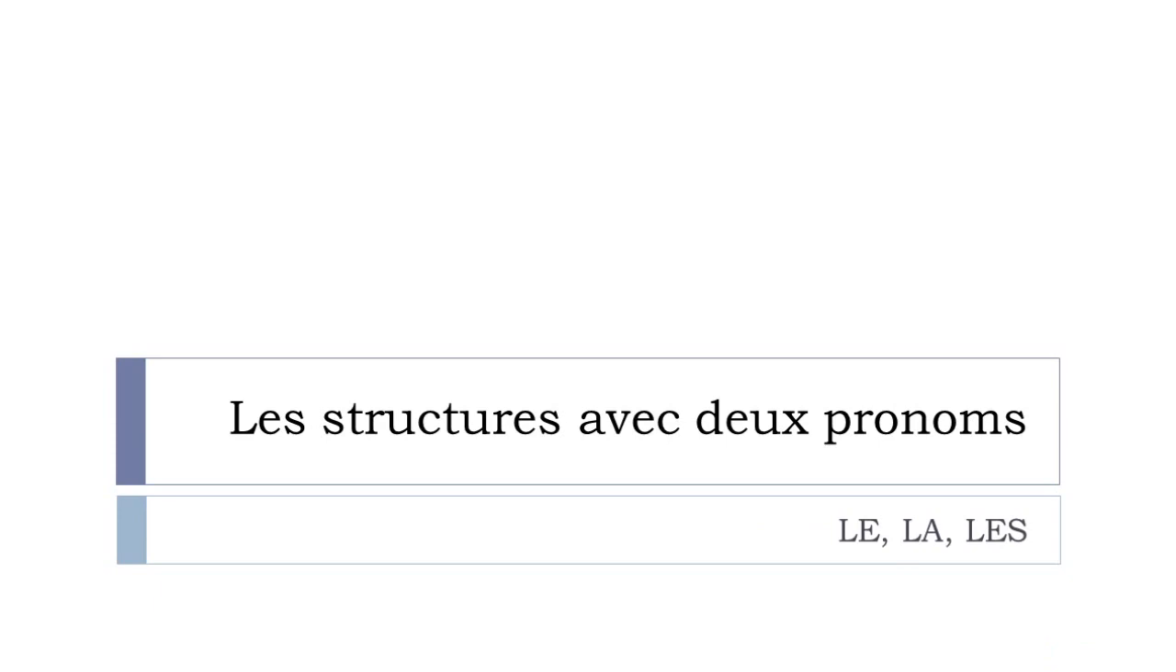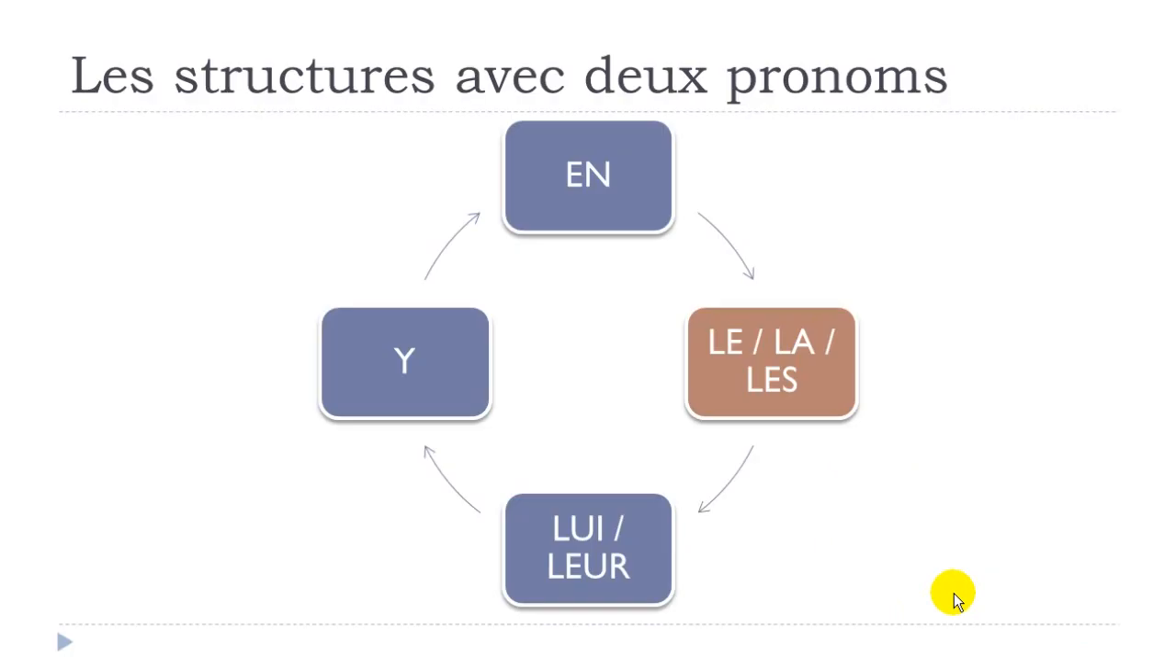Les structures avec deux pronoms, and if we're more precise, if you've got one of these two pronouns, if it is le, la, or les, okay? So we saw in the previous video the same concept, when you've got two pronouns in the same sentence, but then one of them is en. If you want to check it, it is the previous video, and after that we'll see lui, leur, and we'll finally work with y. But in that video we'll work on le, la, ou les.